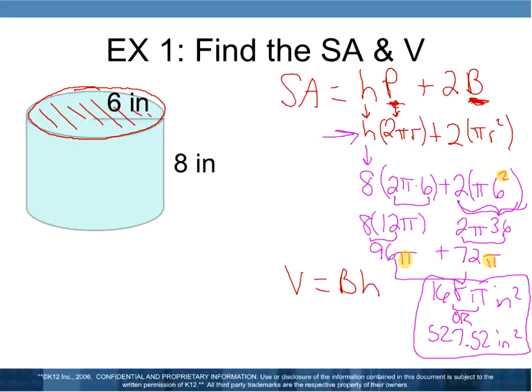We ready to try volume? Surface area is harder. Volume's a little easier. Okay, so I'm going to move my volume over a little bit because I am out of space. Let's shift this over. Okay, so flip your paper back over. Look at your notes. What did we say big B is going to be replaced with? What formula? Pi r squared. Fabulous.